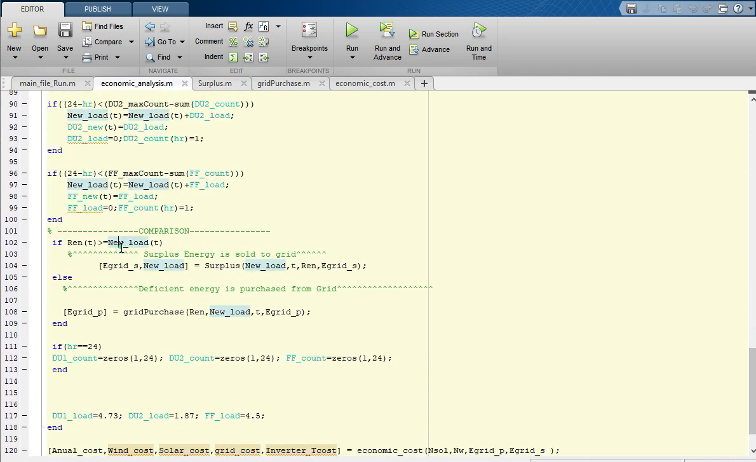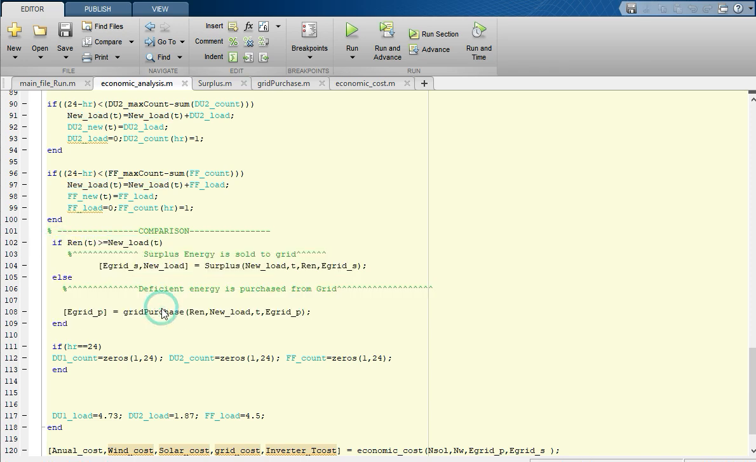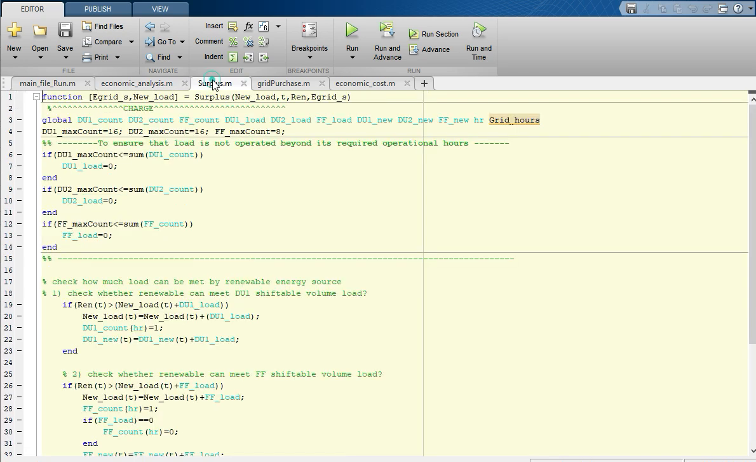So in the other section, we are checking whether we have to go to the surplus section or to the grid purchase section. In the surplus function, if renewable is greater than load demand, this is actually our rescheduled or updated load. So if renewable is greater than this load demand, we have to call the surplus function.